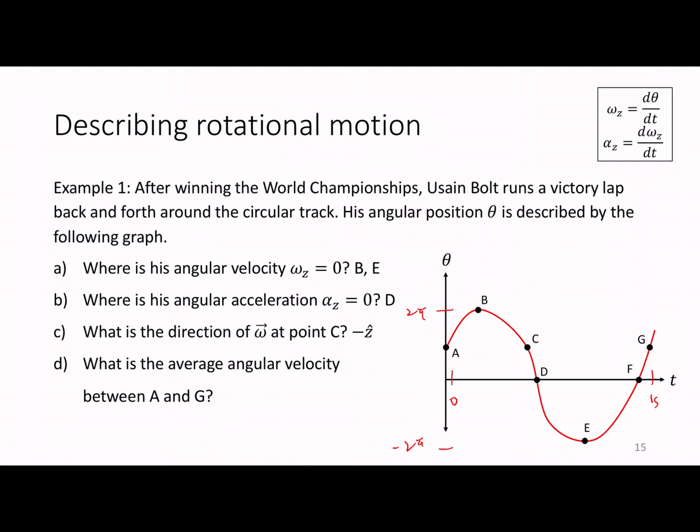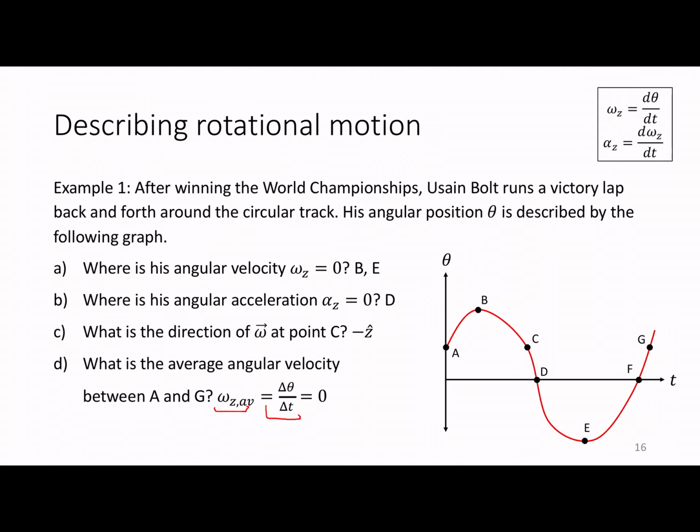Okay, so this one's a little bit trickier. You have to remember back to your formulas. Again, all of these formulas are identical to the formulas for linear motion. In particular, the formula that you hopefully remember is that the average velocity is equal to delta x over delta t. Here, the average angular velocity, omega z average, is equal to delta theta over delta t.